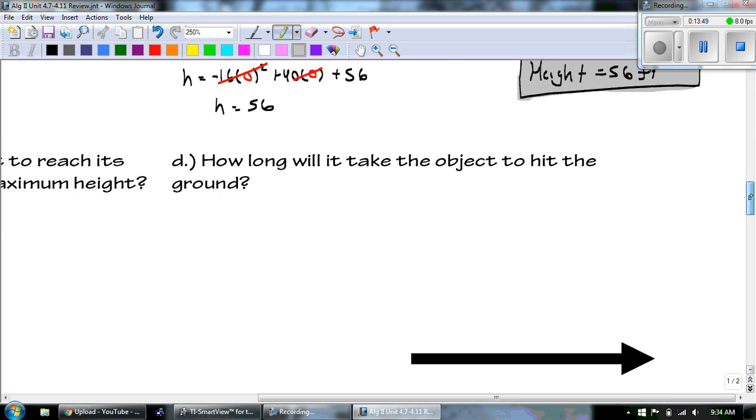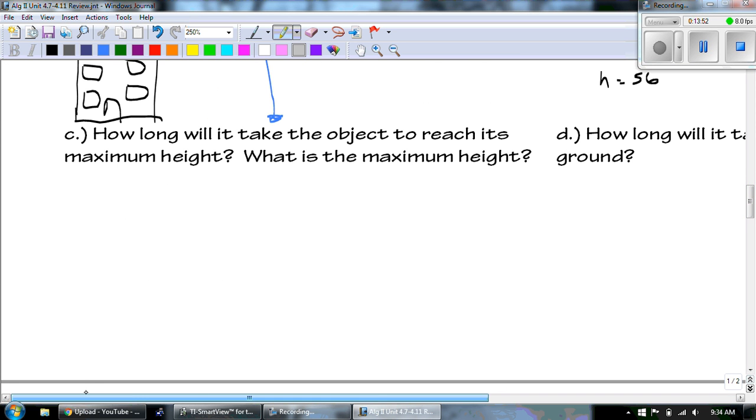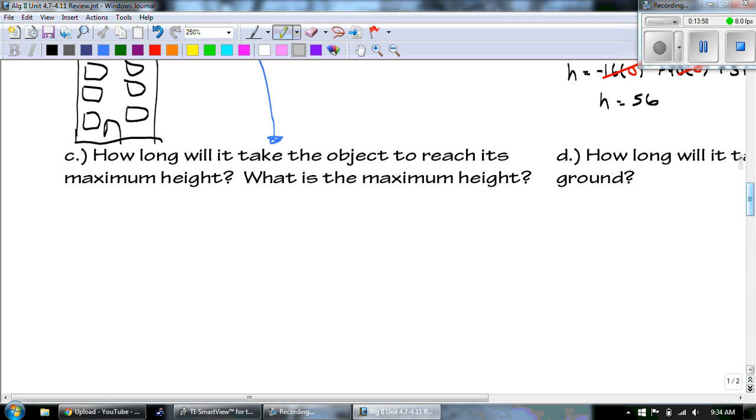All right, C. How long will it take for the object to reach its maximum height, and what is the maximum height? Well, what they're talking about is the vertex, okay? So to find the vertex, I have to take the opposite of B. So looking at your equation, B was 40. So I take the opposite of B over 2 times negative 16.